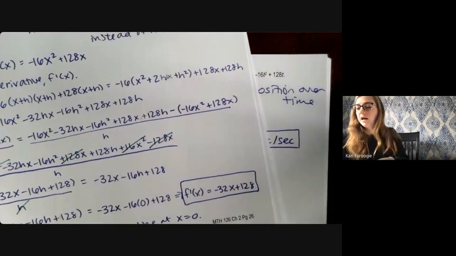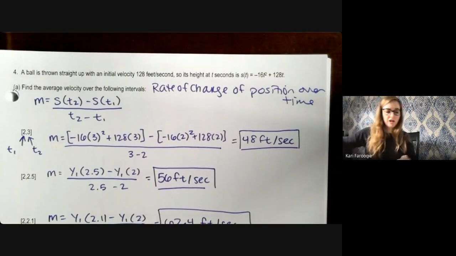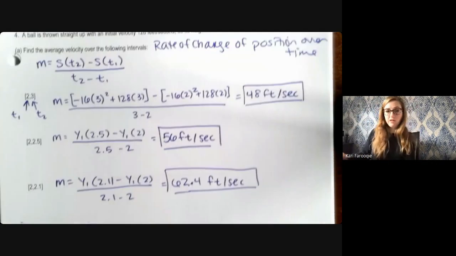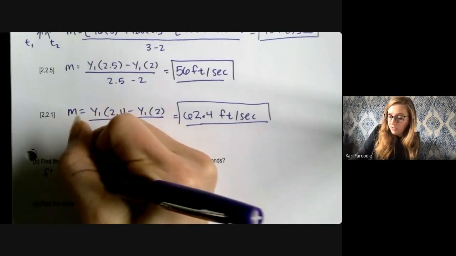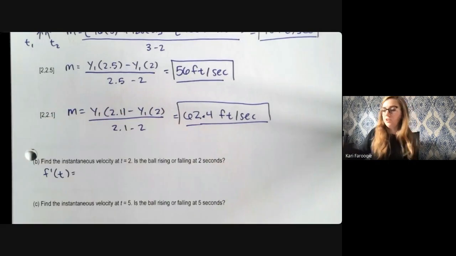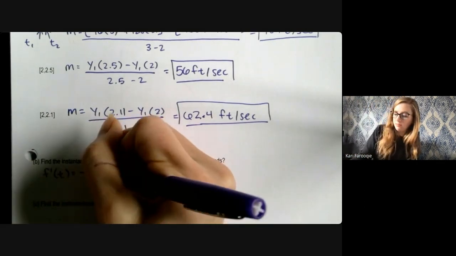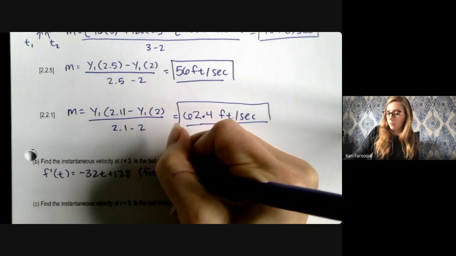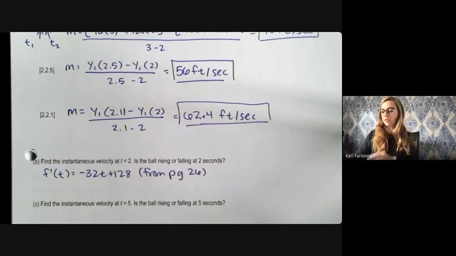So I'm going to repeat that here so that we can use it to find the instantaneous rate of change at 2. I'm going to change the x's to t's, by the way, because we're talking about a function f of t. So f prime of t is negative 32t plus 128. And this was, remember, from page 26, example 1.